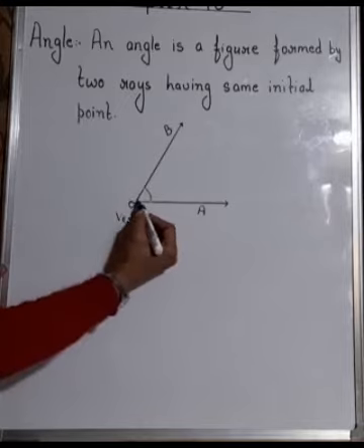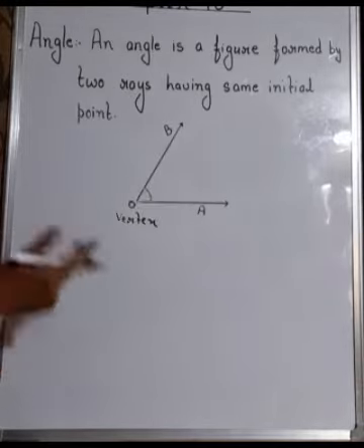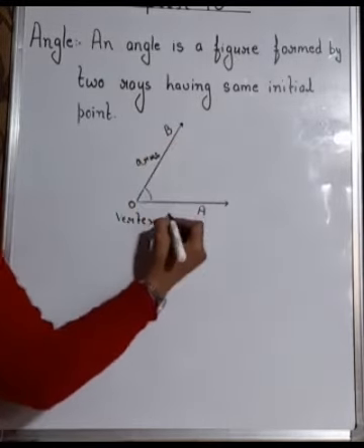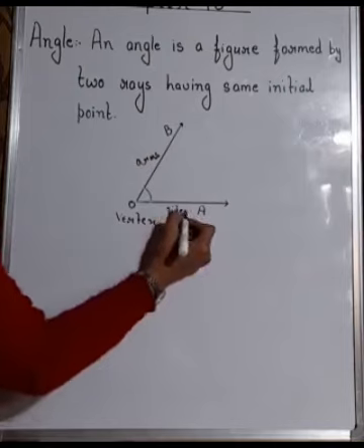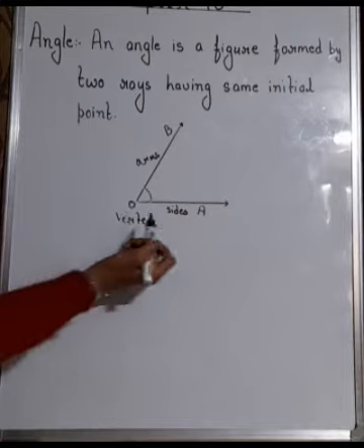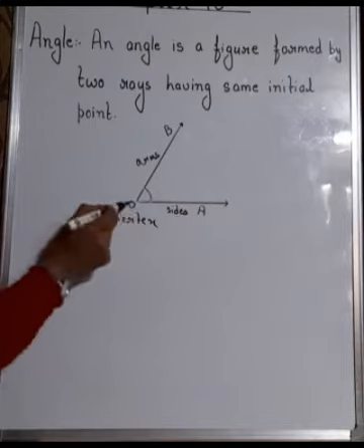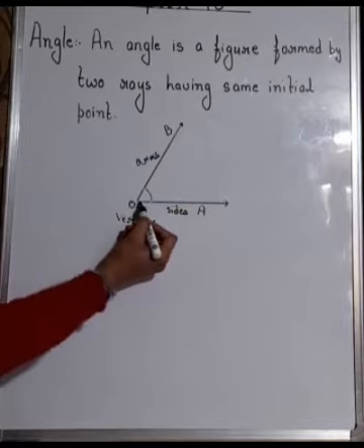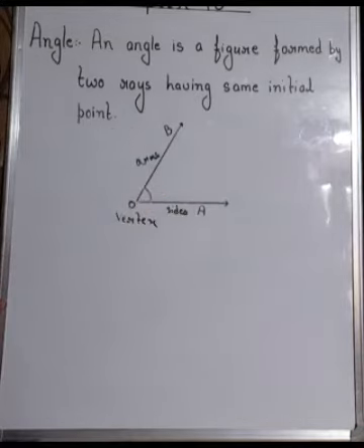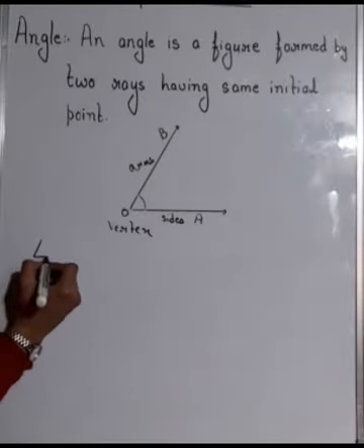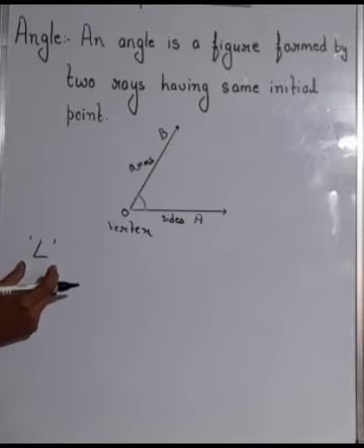Now the rays, these OA and OB, are said to be arms, or sides of an angle. You can say them arms, sides, or legs also, but in geometry we used to say them sides. Okay, so in this figure we have a vertex O and two sides, that is OA and OB. Clear? Now we use a symbol like this. This symbol is used to denote an angle.